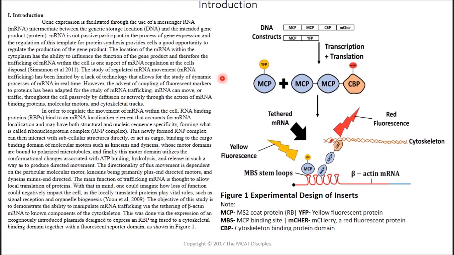The main function of trafficking mRNA is thought to allow for the local translation of proteins. With that in mind, one can imagine how loss of function can negatively impact the cell, as the locally translated proteins play vital roles such as signal reception and organelle biogenesis.